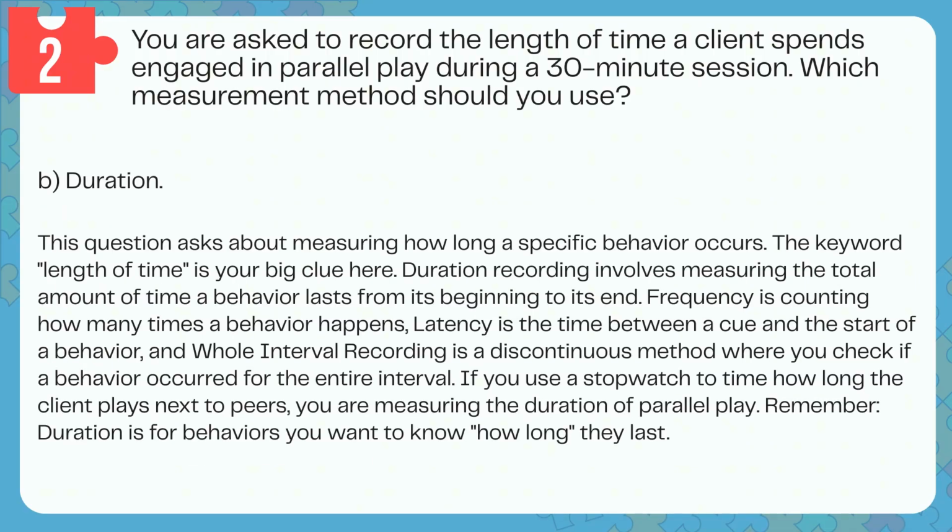Answer B. Duration. This question asks about measuring how long a specific behavior occurs. The keyword length of time is your big clue here. Duration recording involves measuring the total amount of time a behavior lasts from its beginning to its end. Frequency is counting how many times a behavior happens. Latency is the time between a cue and the start of a behavior. And whole interval recording is a discontinuous method where you check if a behavior occurred for the entire interval.